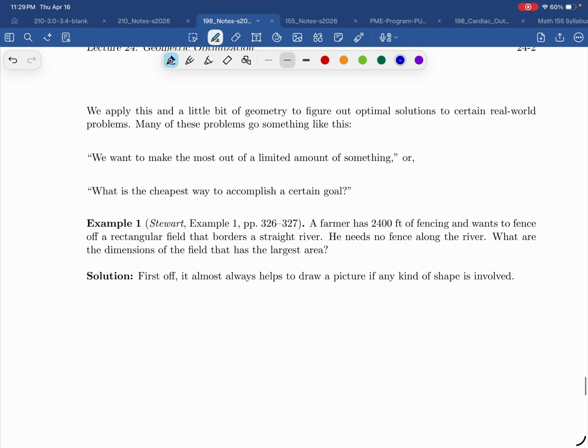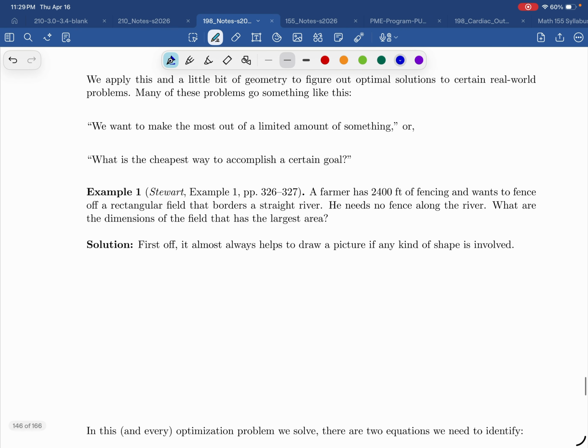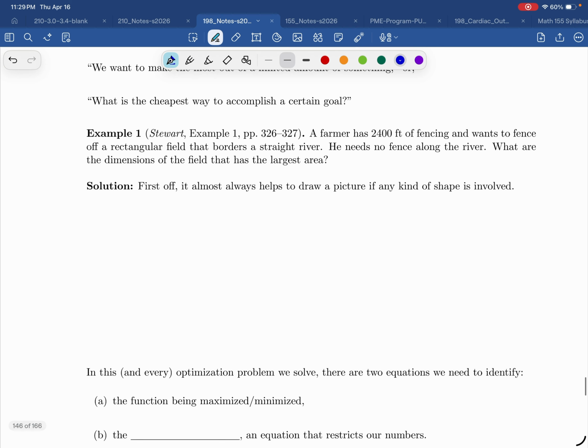Now, some of these problems are a bit geometric, and they involve optimizing the area or perimeter or whatever of a certain shape. And so when that happens, it's often good to draw a picture. If you want to pause and read example 1, you'll see that we have a situation where we want to make a rectangular fence, or maybe it's a square, who knows, but at the very least it's rectangular.